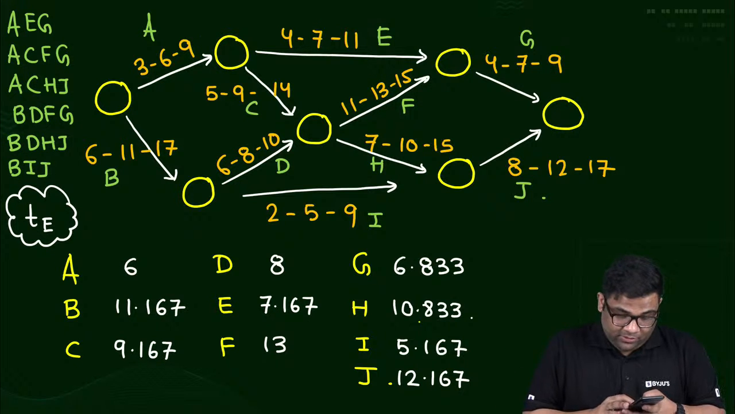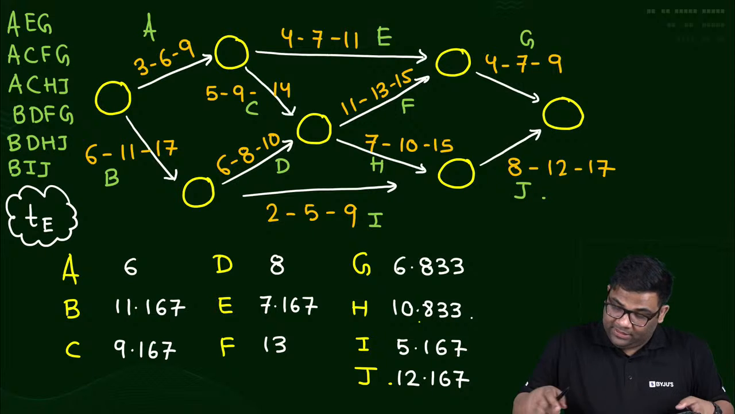And again, D is H is 10.833. Okay, let me see. 22 plus 40 divided by 6. Okay, 10.33. This is 10.333.